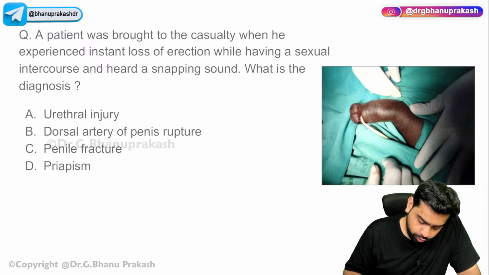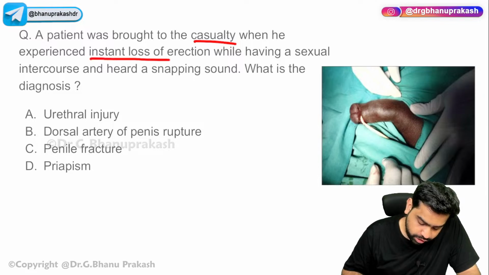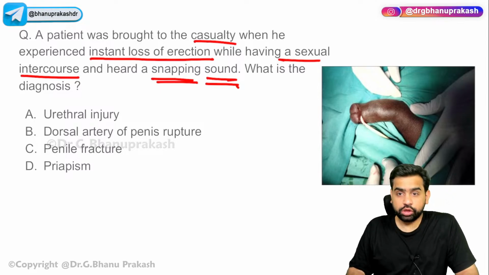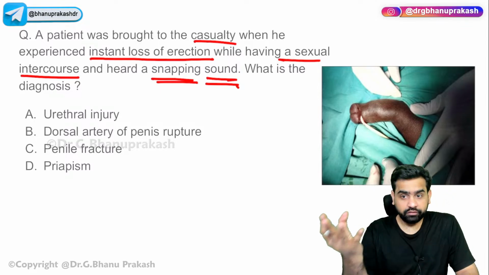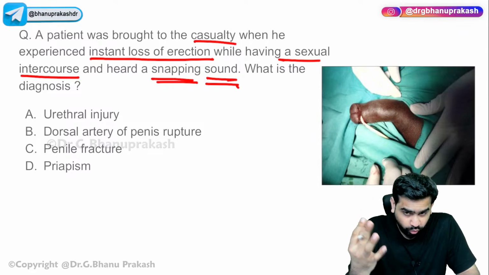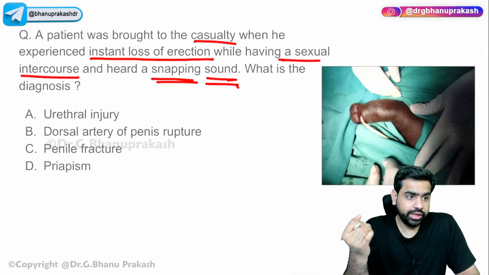So there's a patient who was brought to the casualty when the patient experienced an instant loss of erection while having sexual intercourse, and he heard a snapping sound. What is the diagnosis of this particular patient? So here the patient was having sexual intercourse, and during the intercourse he heard a snapping sound, and then there was a loss of erection, and now the patient has been brought to the emergency. So what is the diagnosis?